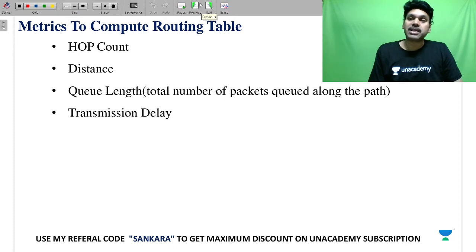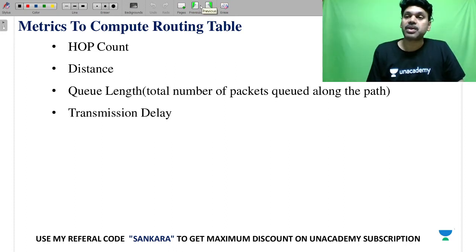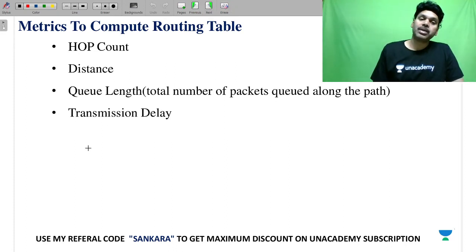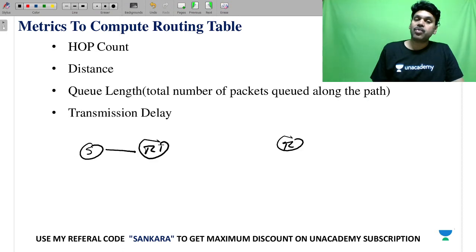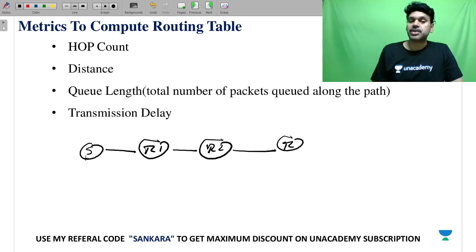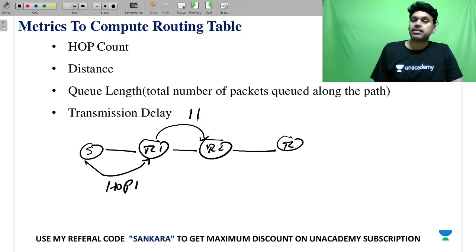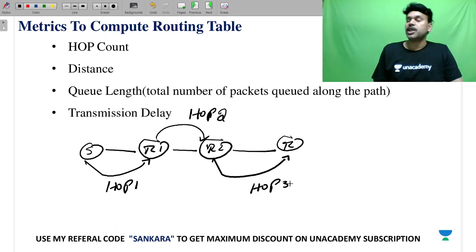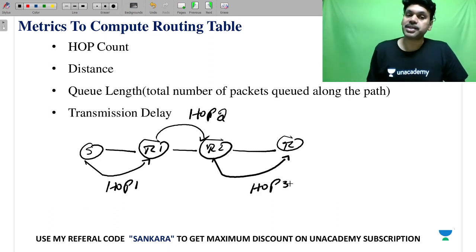So what metrics are used in order to construct your routing table? One is hop. Hop means between sender and receiver, how many hops are there? One link and another link finally go to the destination. So from here to here is one jump or hop, here to here is one hop, and here to here is one hop. That is 3 hops before you reach the receiver.